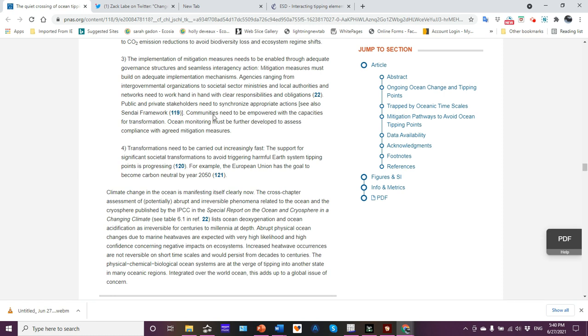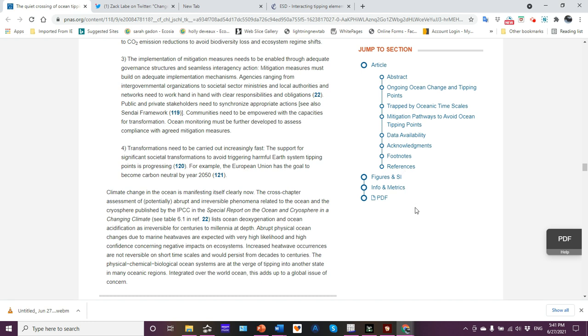Number 3, implementation and mitigation measures needs to be enabled through adequate governance structures and seamless interagency action. Mitigation measures must build on adequate implementation mechanisms, agencies ranging from intergovernmental organizations to societal sector ministries and local authorities and networks need to work hand in hand with clear responsibilities and obligations.